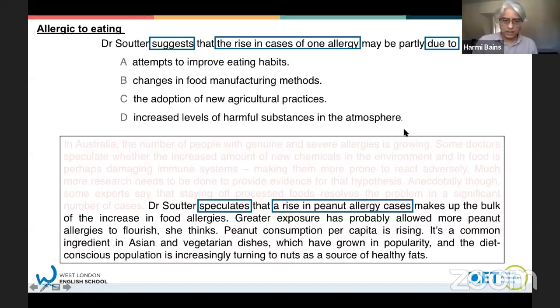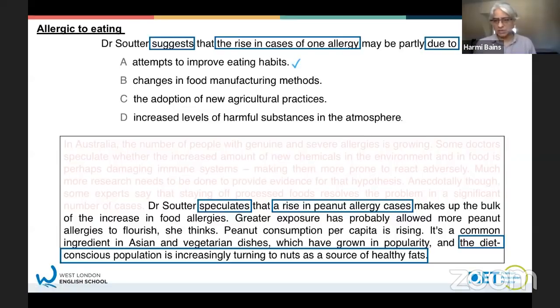If we go on reading as well, the writer explains that peanut consumption per capita is rising, so we're eating more peanuts. It's a common ingredient in Asian and vegetarian dishes, which have grown in popularity. And the diet conscious population is increasingly turning to nuts as a source of healthy fats. Okay, so we're going to infer here. There's nothing in the answer options actually which says anything here, but there is something which is implied, and what the writer is kind of implying or inferring, well, we think peanuts are healthy, so actually we're consuming more and more peanuts because we want to have a healthy lifestyle. What that is doing is that it's actually increasing allergies. So that leaves you really with answer option A. The reason that peanut allergies are rising is because we're trying to improve eating habits because we think peanuts are healthy, which they are, in fact.